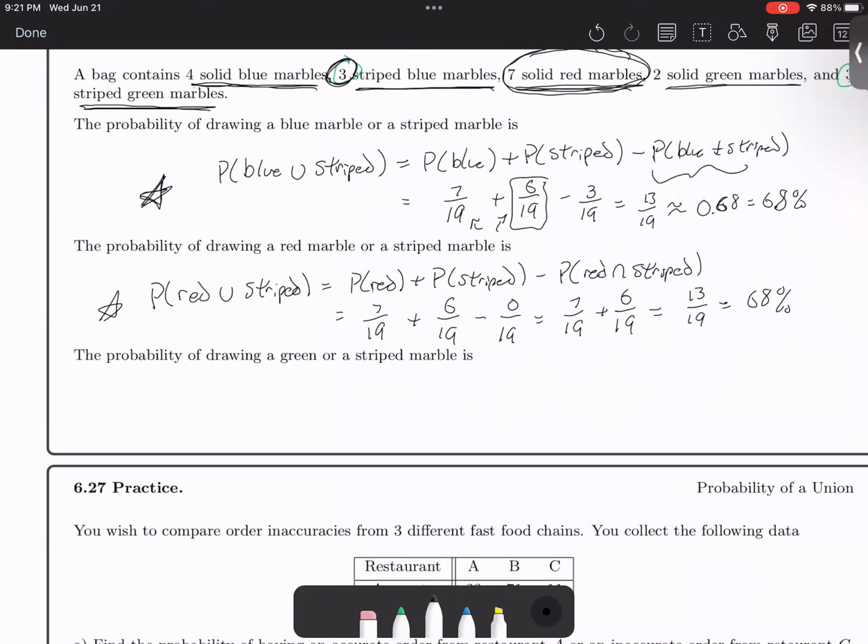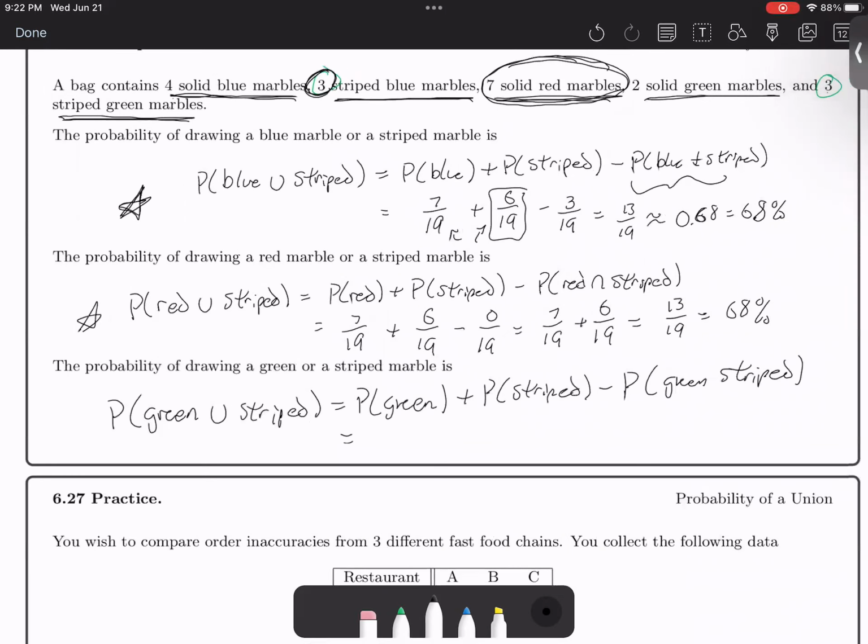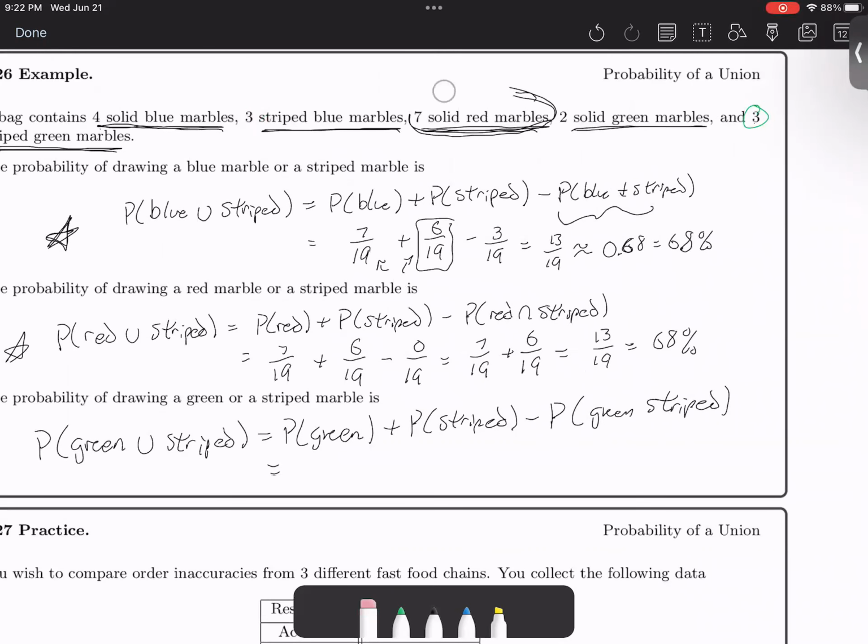The probability of drawing a green or striped marble. So the probability of green or striped, hopefully you can predict the equation now, probability of green plus the probability of striped minus the probability of the green striped marbles. All right, let's clear off the board so we know what we're talking about.